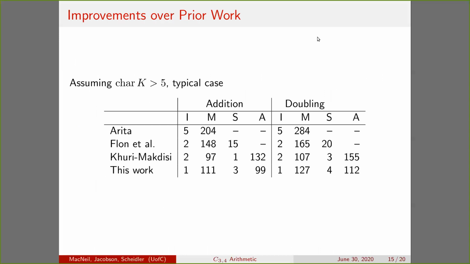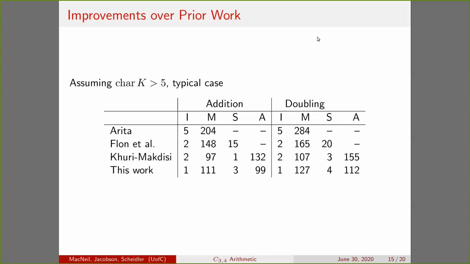I'll note that in Arita's paper, he counted squares as multiplications, and neither Arita, Flon, nor Corey-McDeasy counted additions in their papers. The addition counts for Corey-McDeasy's algorithms is provided by myself after implementing his formulas in code. So we can see by looking at this table that compared to Corey-McDeasy, the previous state of the art, we use 1 fewer inversion and many fewer additions at the cost of a few multiplications and squares.